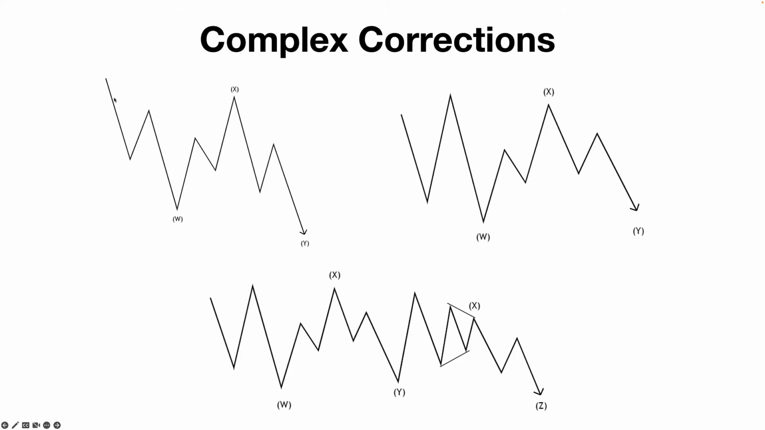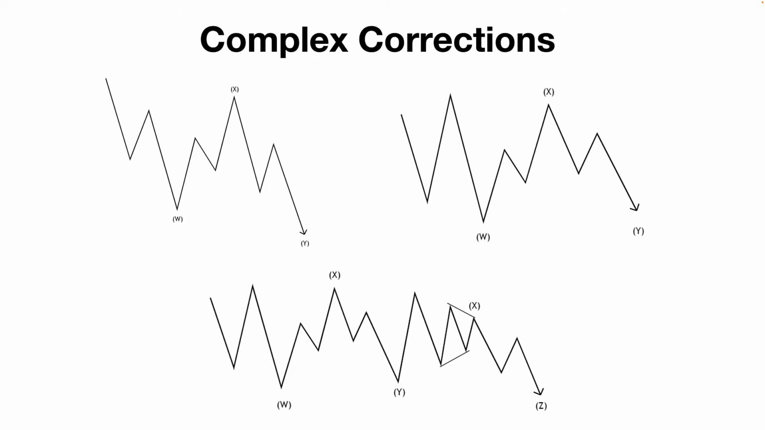Okay, so it's a double zigzag because we have the first zigzag, which is labeled using the letter W. Then we have a second zigzag, which is labeled using the letter Y. And connecting those two zigzags is yet another zigzag labeled wave X. So whenever we're dealing with complex corrections, each separate leg of the corrective sequence within a complex correction will be labeled using the letters W, X, Y. And in a very complex scenario, you can use another X and a Z. So it'll be W, X, Y, X, Z.